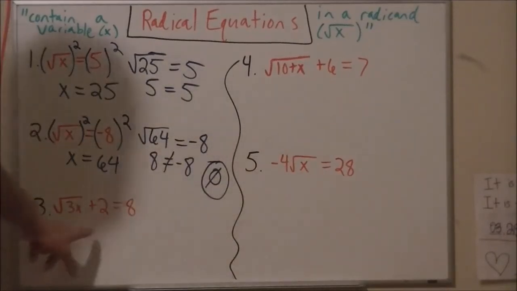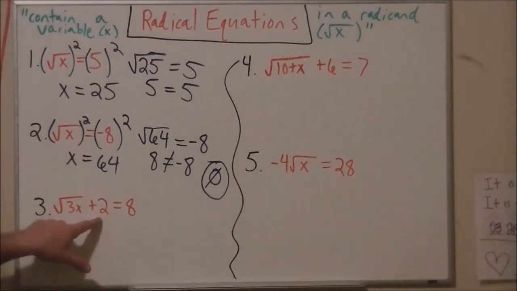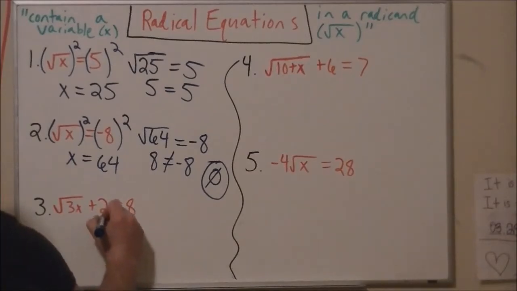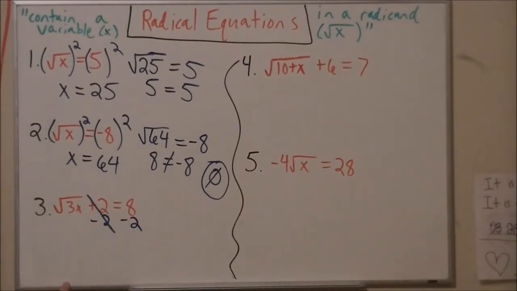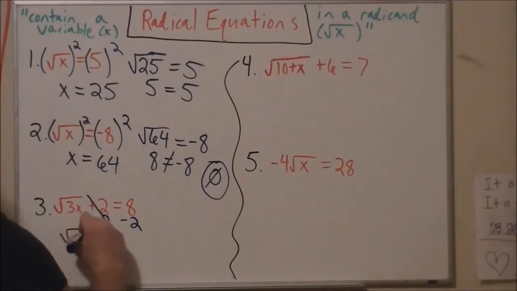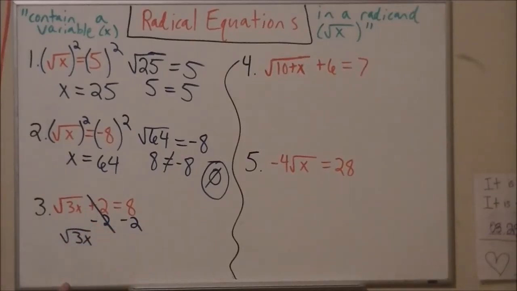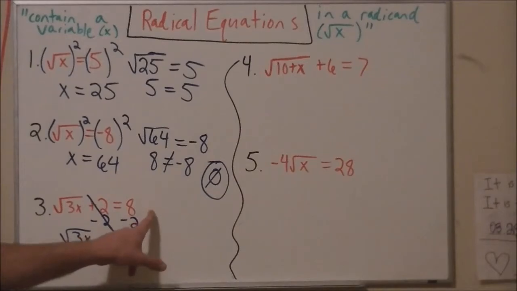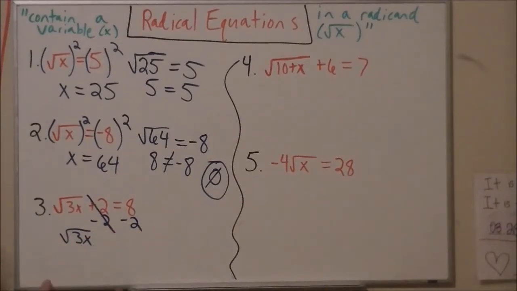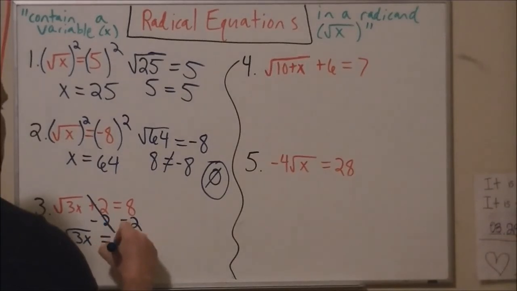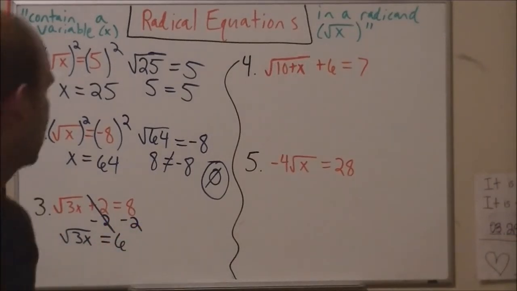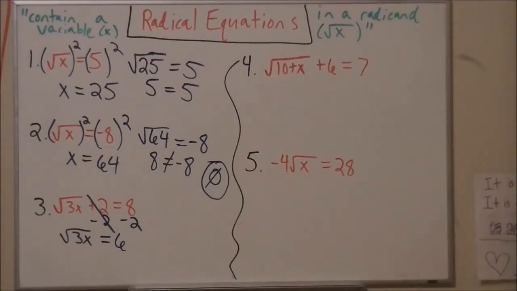If I have plus 2, or I have 2 being added to that square root of 3x, how do I get rid of that plus 2? Well, the way I do that is to do the opposite of what's being done to it. I'm going to subtract 2 from both sides, which gets rid of my 2 over here, which is what I wanted. I'm left with the square root of 3x equals, what is 8 minus 2? 8 minus 2 is 6. Okay, so what I have is the square root of 3x equals 6.